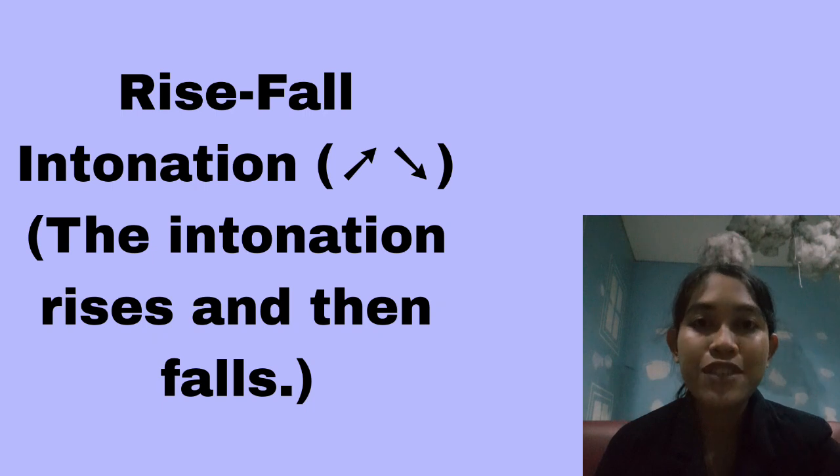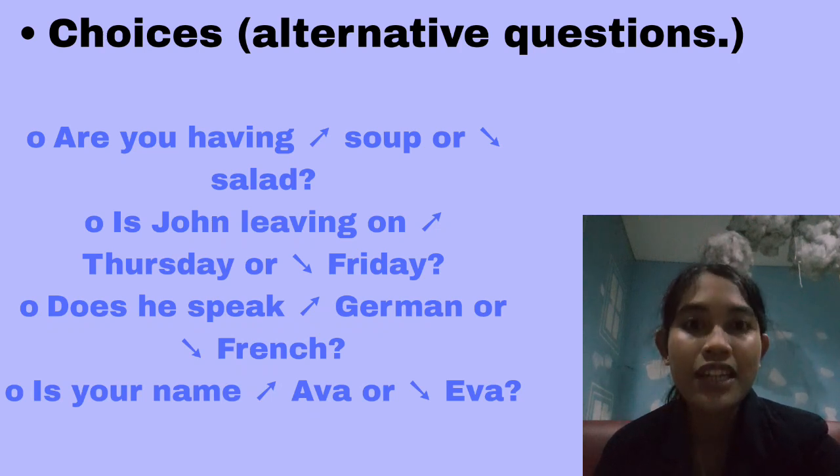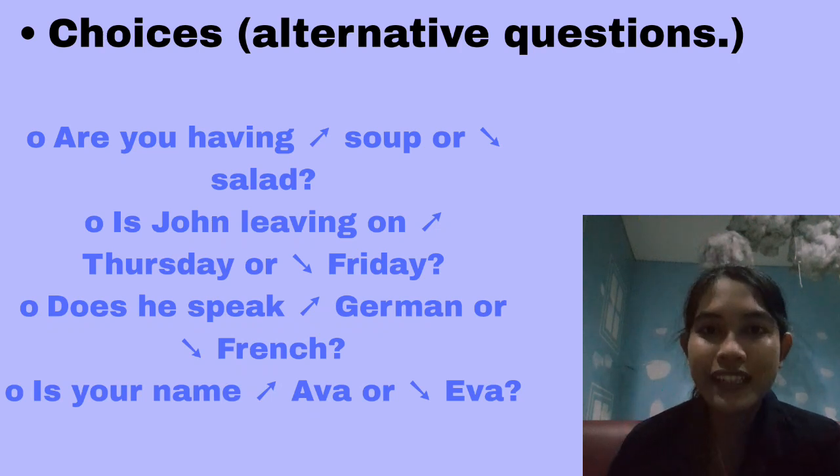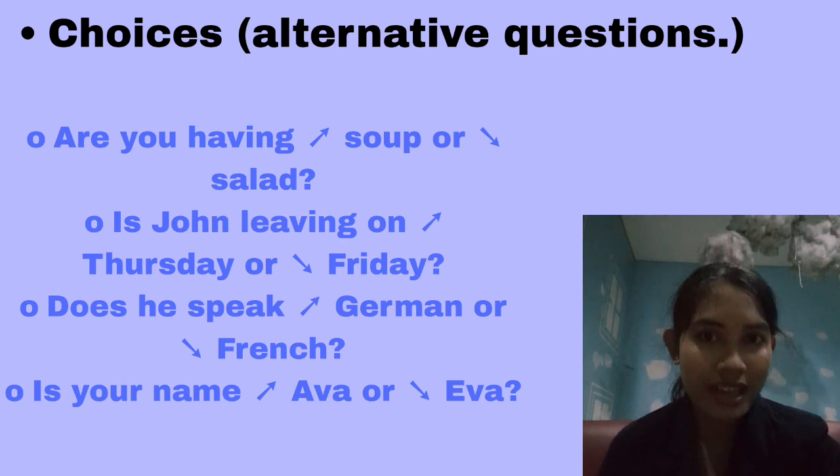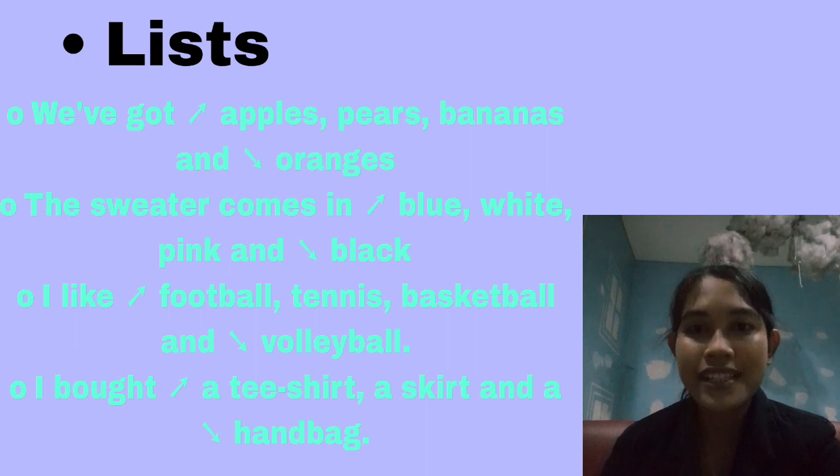And last we have rise-fall intonation, the intonation that rises and then falls. We use rise-fall intonation for choices, lists, unfinished thoughts, and conditional sentences. The first one is choices, the alternative questions. Examples, as you can see on the screen, are: are you having soup or salad? Is John leaving on Thursday or Friday? Does he speak German or French? And so on.